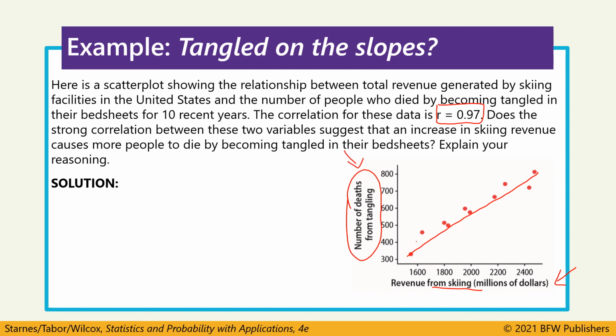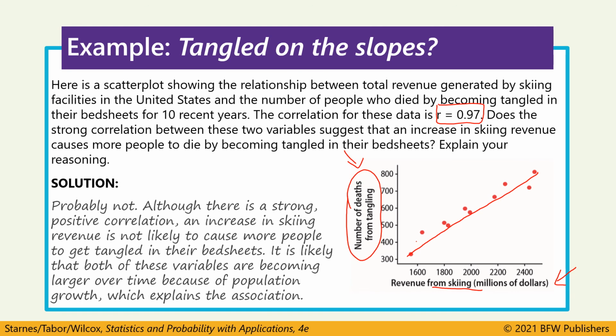We have what's called a lurking variable, something that's affecting both of these and causing them both to increase with one another. And in this case, it's just population growth. As the U.S. grows in population, you have more people going skiing, which is increasing that revenue. And with more people, there'll be more of these weird situations where people die from being tangled in their bed sheet. So just keep that in mind, that even when we see something that's really strongly correlated, it's not necessarily the case that one of these variables is causing the other.